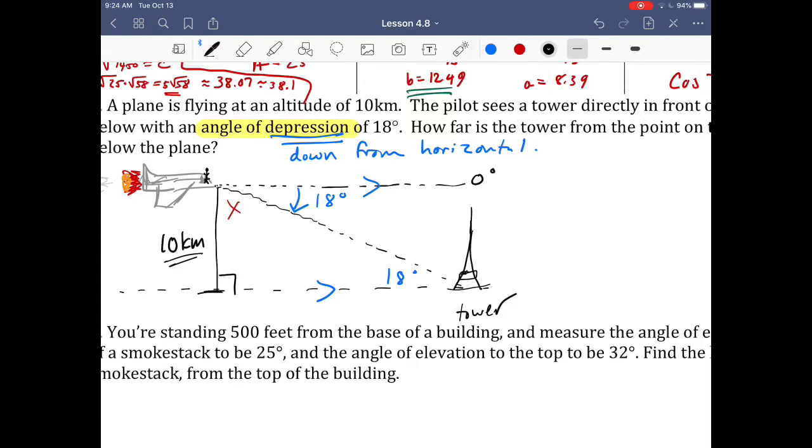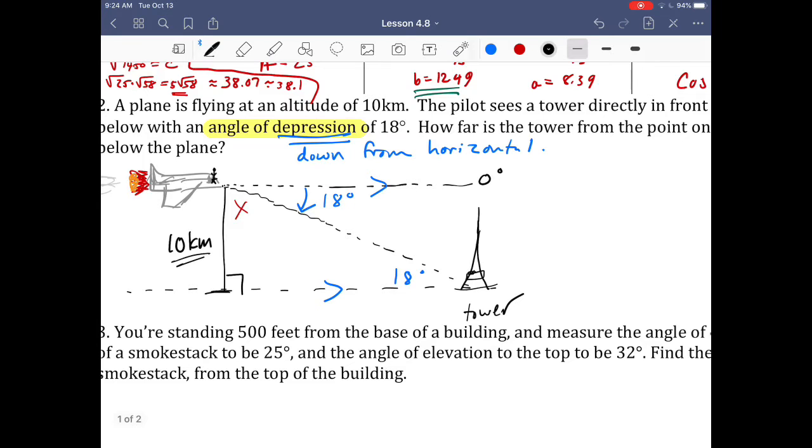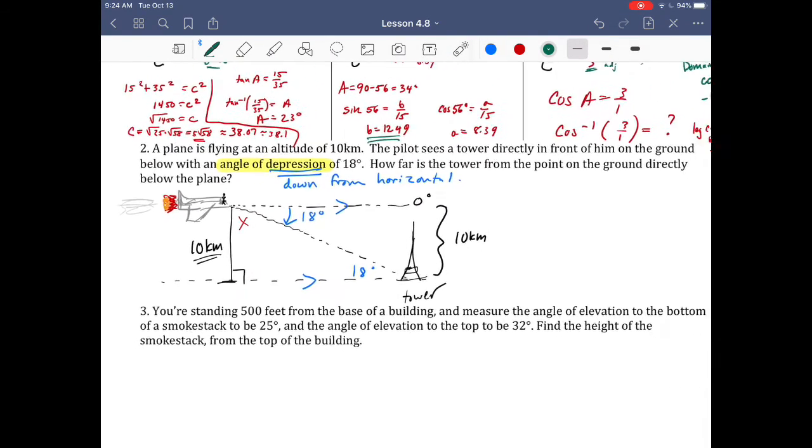Since horizontal is parallel to horizontal, this would also be 10 kilometers, so it doesn't really matter, since we've got a rectangle with a diagonal drawn here, which height you use or which horizontal you use, because ultimately that's what we're trying to find. How far is the tower from the point on the ground directly below the plane? So ultimately we're looking for this distance right there.